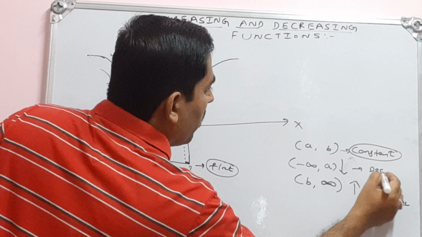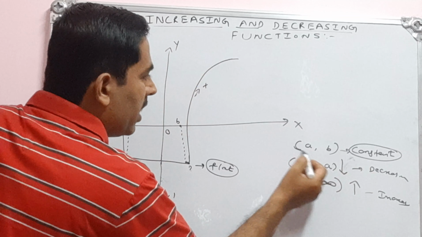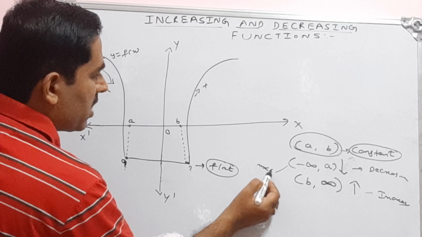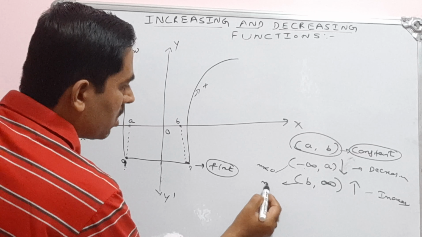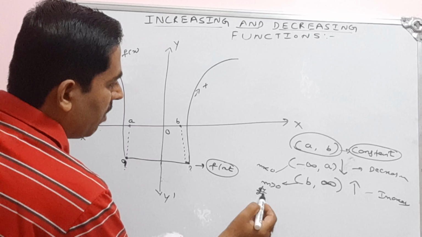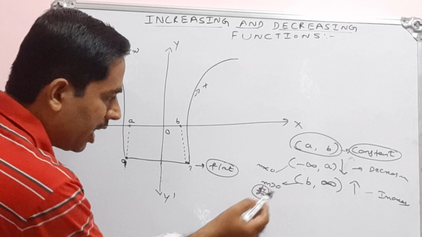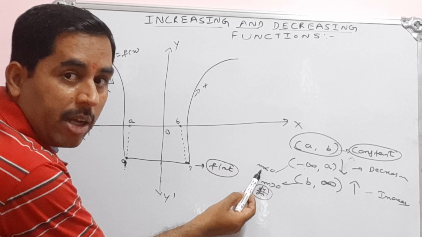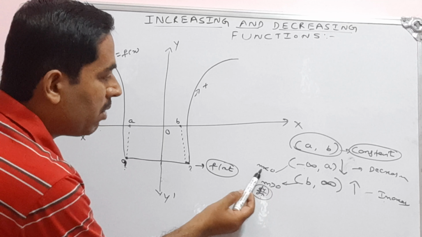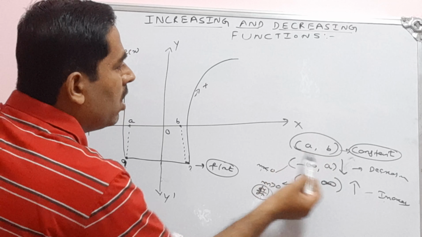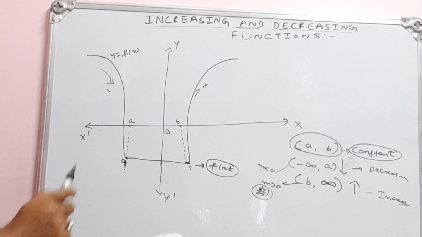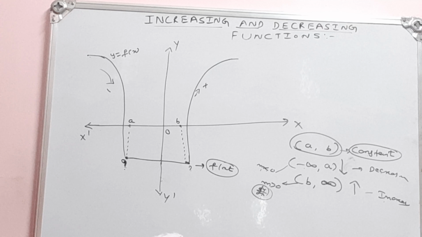In this interval I have written the arrow mark, decreasing. Then in this interval it is constant. Decreasing means the slope is less than 0, and increasing means the slope is greater than 0. Slope means derivative, the sign of the derivative. If the sign of the derivative is positive, it is an increasing function. If the sign of the derivative is less than 0, it is called a decreasing function. If it is neither decreasing nor increasing, it is a constant function. In this way we can learn the concept of increasing and decreasing functions.